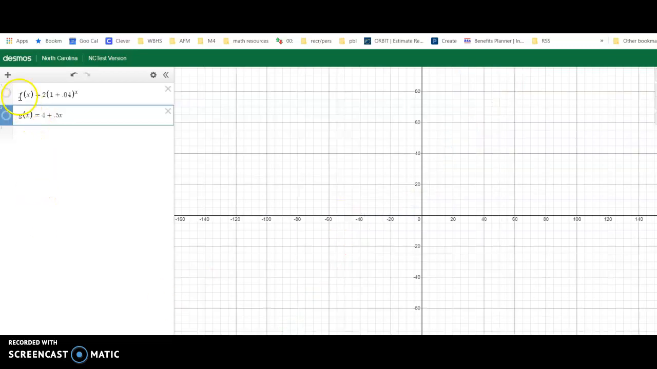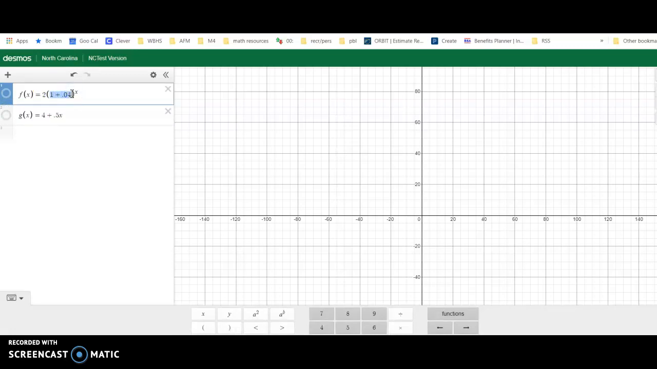So here's our next problem. We have f of x, again I could have written y, equals 2 times 1 plus 0.04 raised to the x. Okay, so this is growth, right? Why is it growth? Because it's 1 plus 0.04. There's an addition. When I add those two numbers together, I get 1.04. 1.04 is greater than 1. My x is up in the exponent, so this is exponential growth.